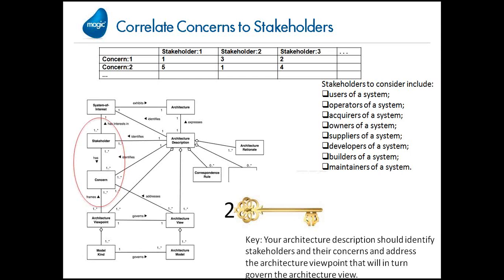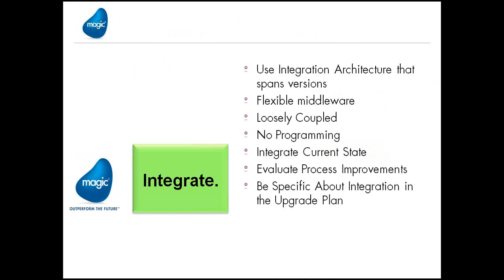So, takeaway 2 is that your architecture description should identify stakeholders and their concerns and address the architecture viewpoint that will in turn govern your architectural view. So think about what their perspective is, what their architectural viewpoint is, and why that's important, and then that's going to govern your overall view of how you're describing your current state.